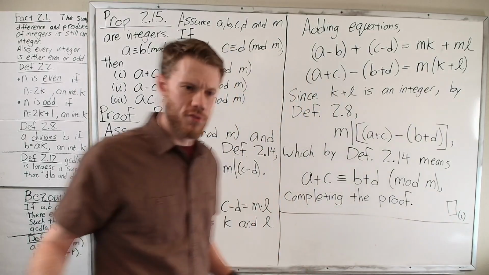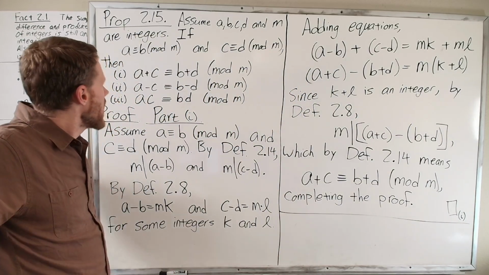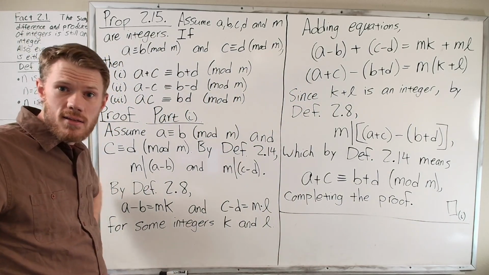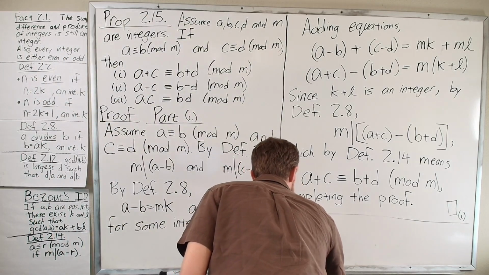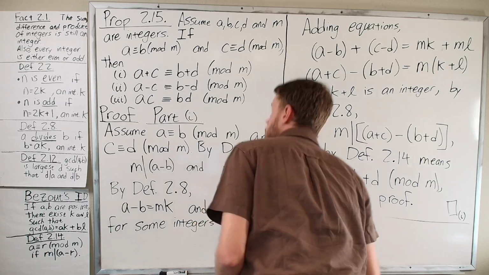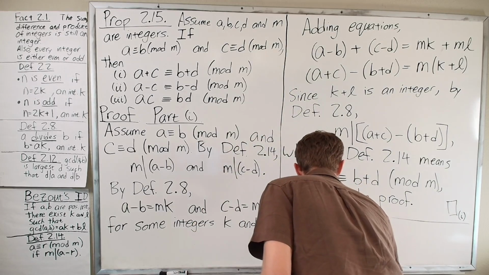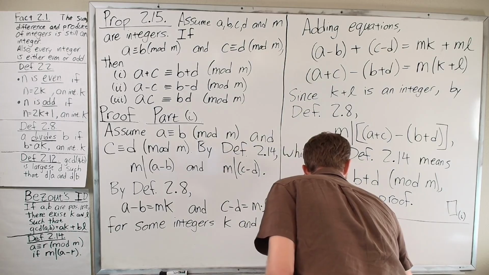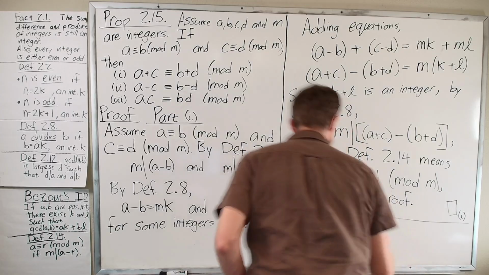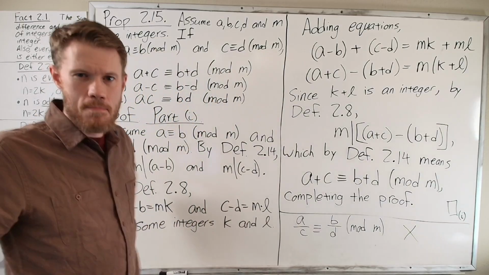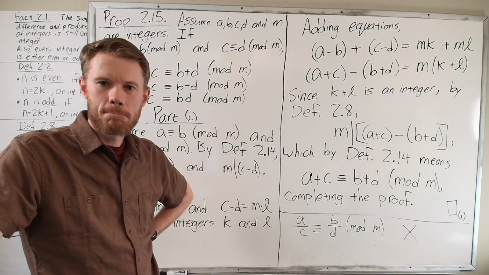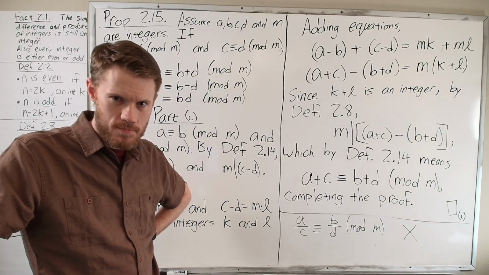Here's a little question for you for the end of it. We didn't do divides. I didn't say that a divided by c would be congruent to b divided by d mod m. I didn't do that. So why didn't I do that? Is that always true?